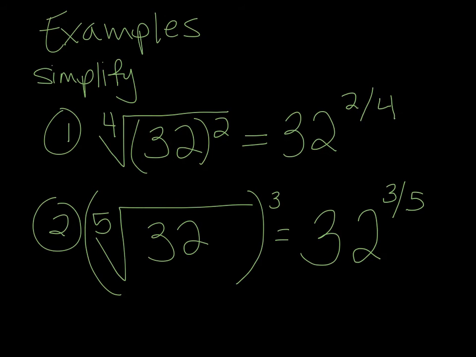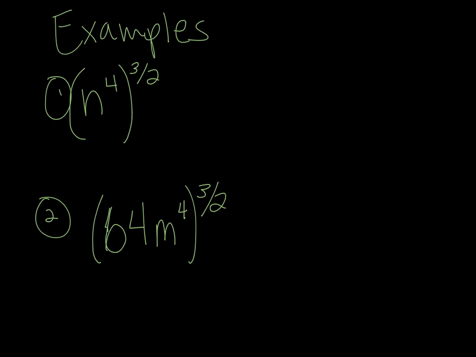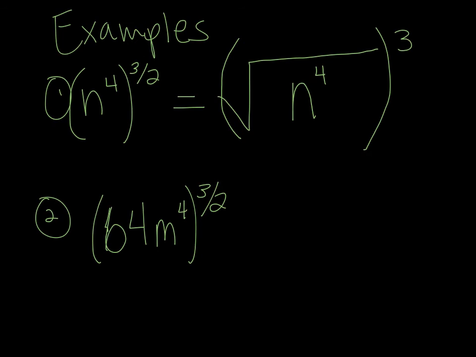Let's go the opposite way. Here we have two separate expressions with rational exponents. Let's go ahead and see what we can do with this. So let's go ahead and set this up. First I'm going to draw my radical symbol. My base is n to the 4th. This is all being raised to the 3rd power, which I'll put outside. And my index is 2.